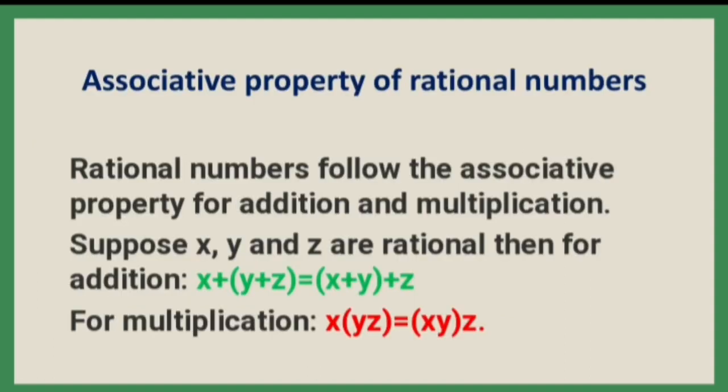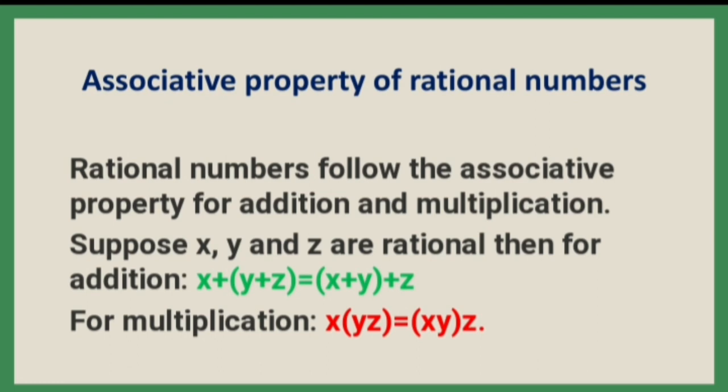Next, move on to the next property, the associative property of rational numbers. In the associative property, we consider three rational numbers. Here we change the grouping of the numbers. Means we keep the numbers in the same places, but we group them differently. For example, as you can see, x, y and z are rational. Then for addition, x plus (y plus z) is equal to (x plus y) plus z. So there is no change in the places of x, y and z.